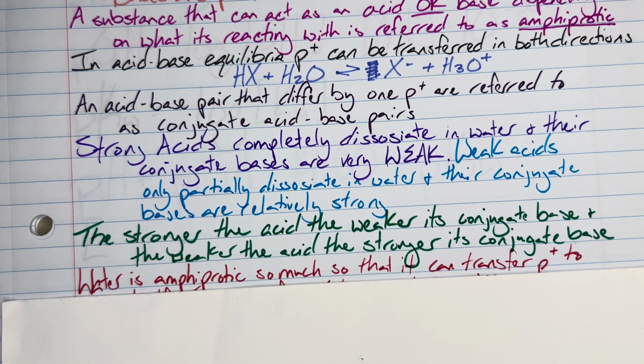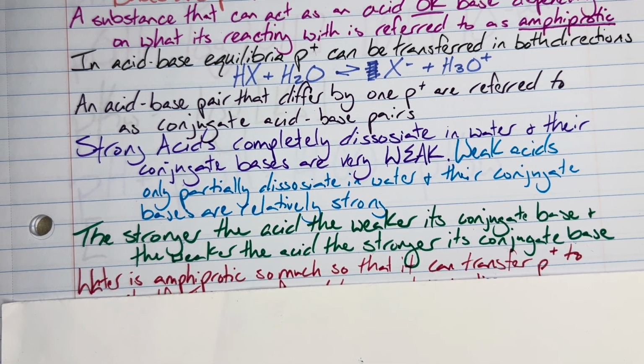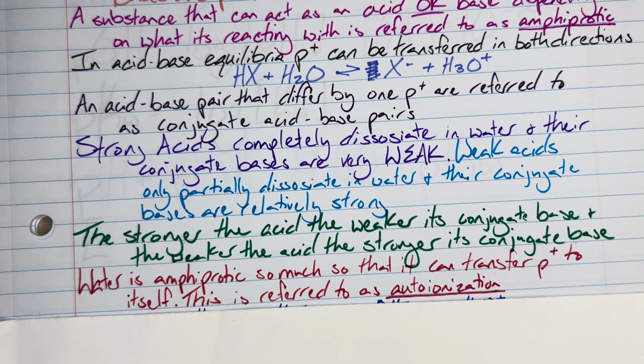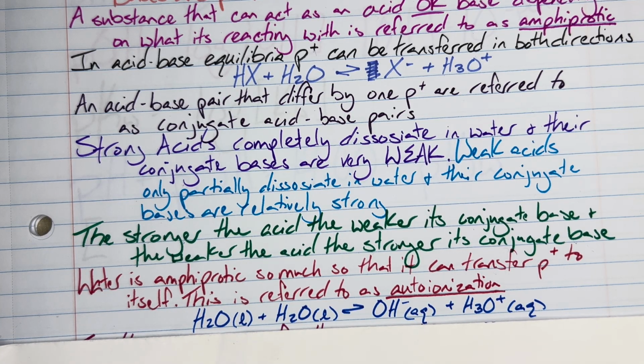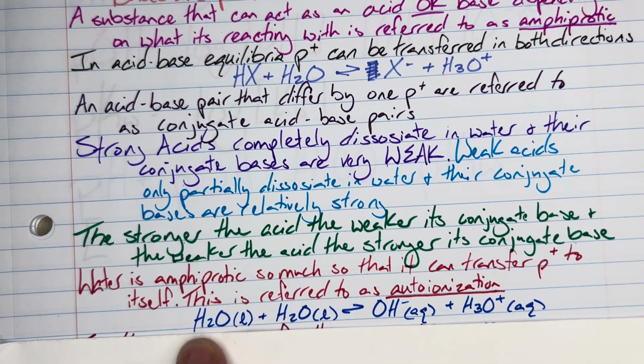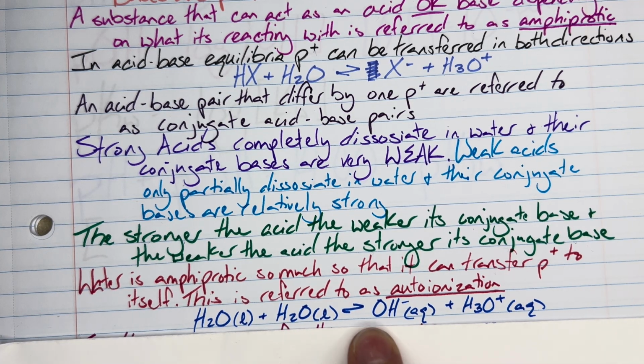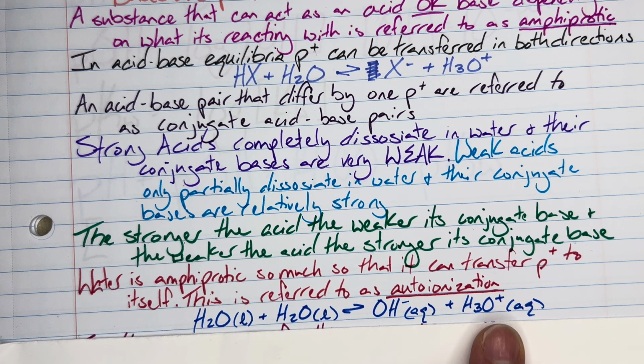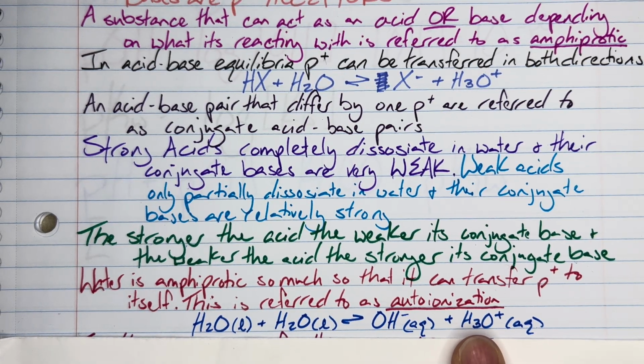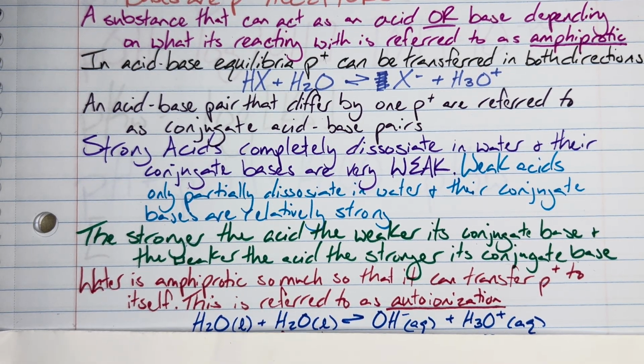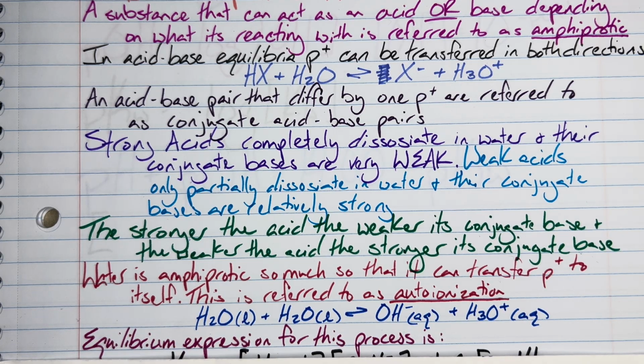Water is amphiprotic, so much so that it can transfer protons to itself, and this is referred to as autoionization. So basically, when it's just pure water, water will trade protons back and forth between itself, something that would look like this. So I just have two water molecules here, and one of the water molecules is going to kick off a proton, become that hydroxide, and then the other water is going to pick up that proton, and we get that hydronium ion that we talked about before, instead of that pure loose proton that we sometimes see when we talk about acids.